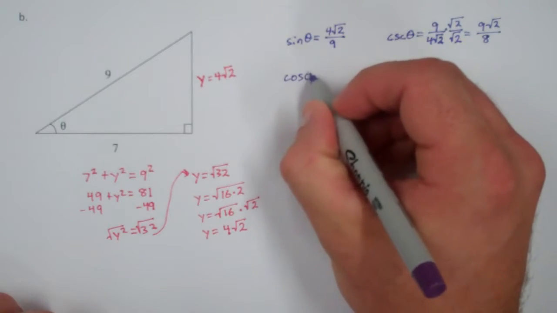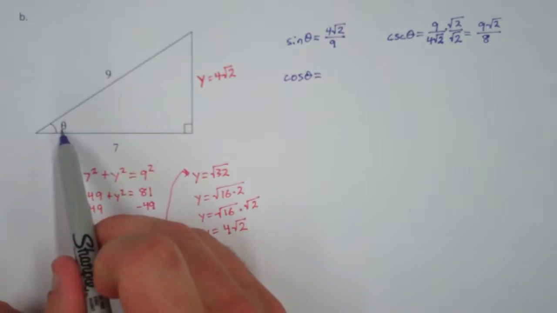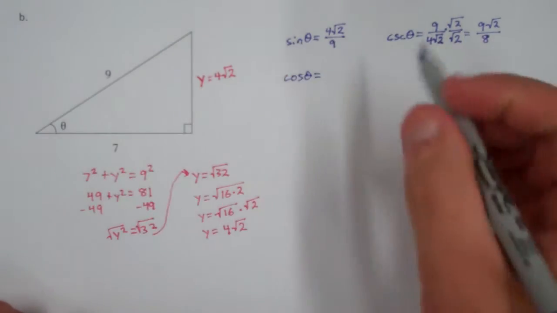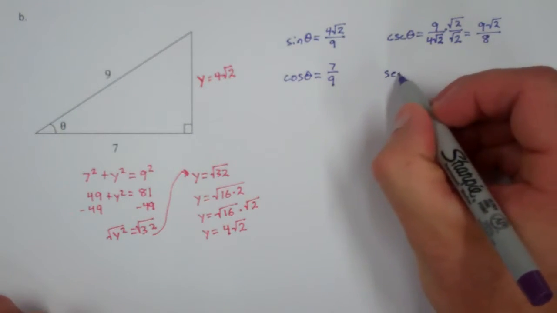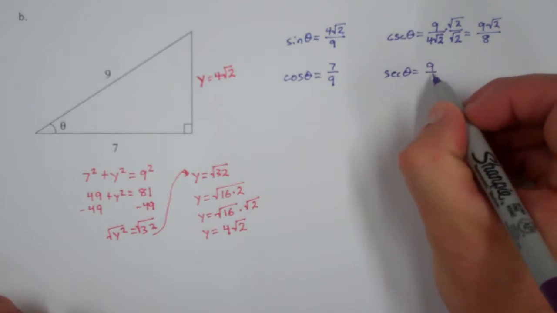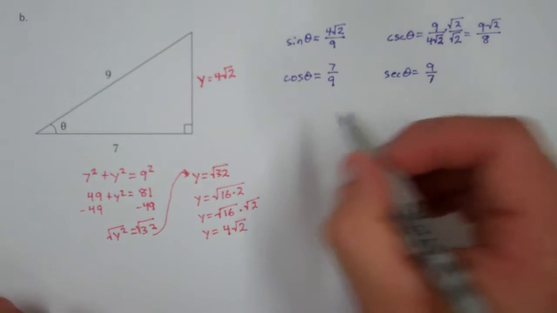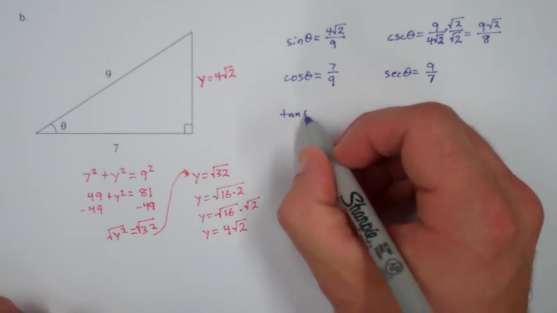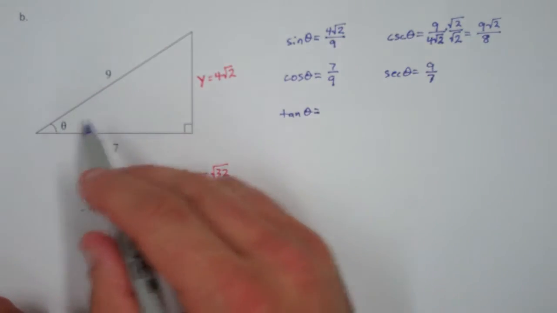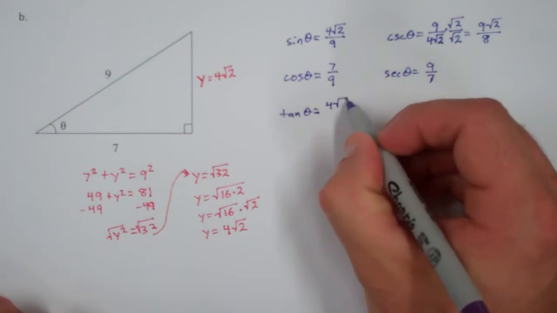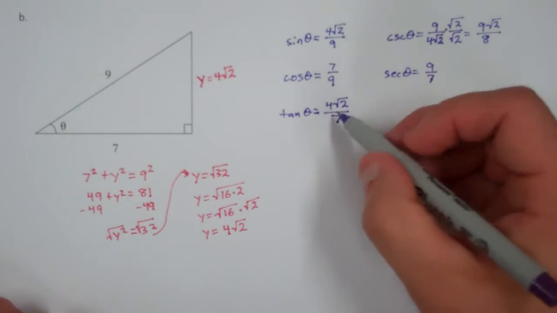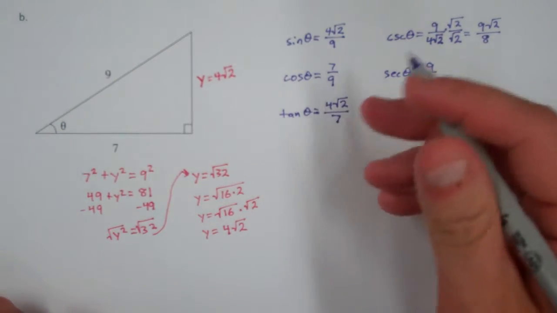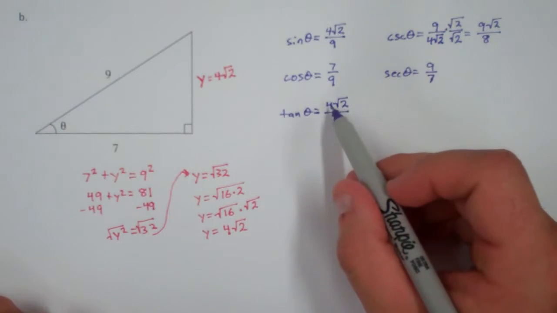We'll do the cosine now. The cosine of this angle is adjacent over hypotenuse, so that's 7 over 9. And then it's nice and easy to do the secant at that time as well. That's 9 over 7. The tangent is going to be opposite, which is 4 root 2, over adjacent, which is 7. Can't simplify this, the part that's outside of the radical.